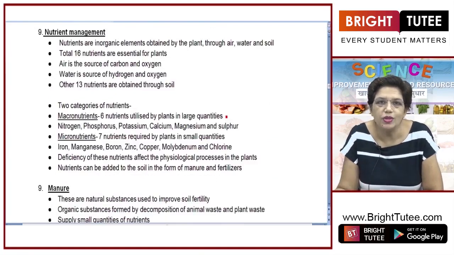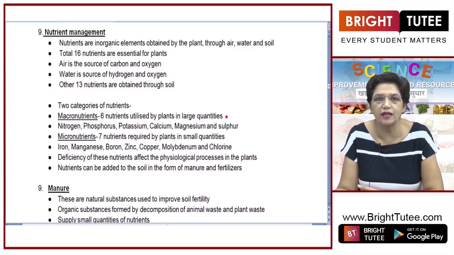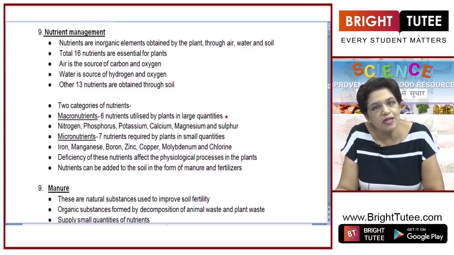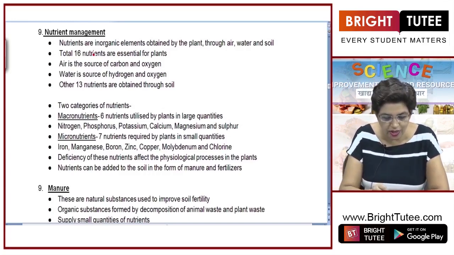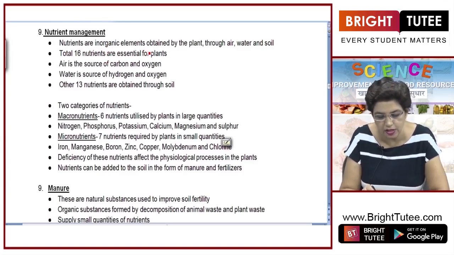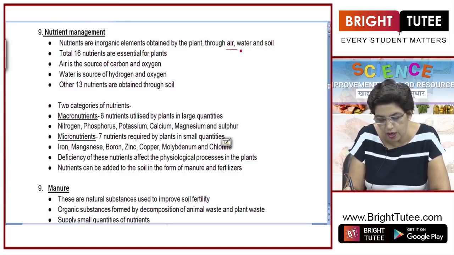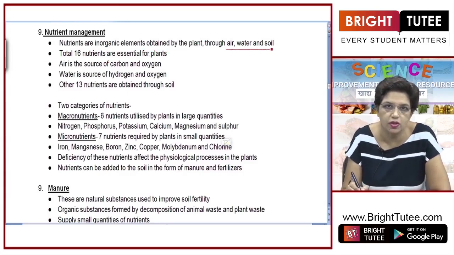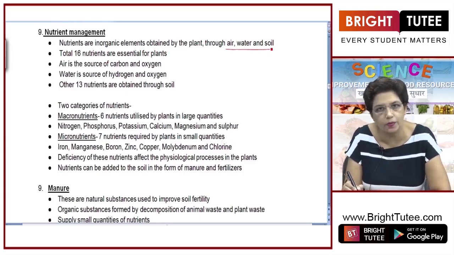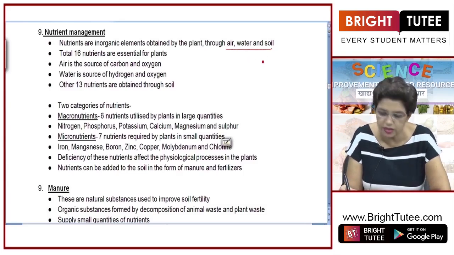As you know, while you are growing up, your mother tells you to drink milk and eat healthy food, because we all need nutrients to stay healthy and disease free. Similarly, plants also need nutrients for their good growth, for reproduction, for better germination and to stay disease free. So what are nutrients? They are inorganic elements which are obtained by the plants through air, water and soil.